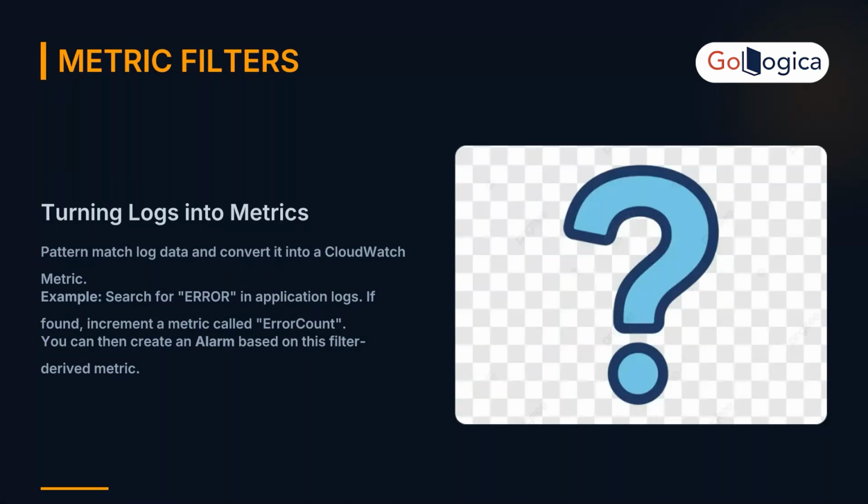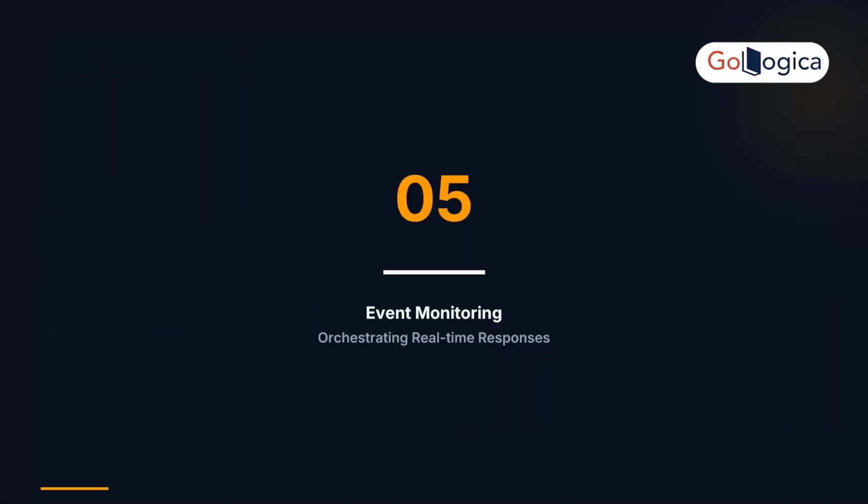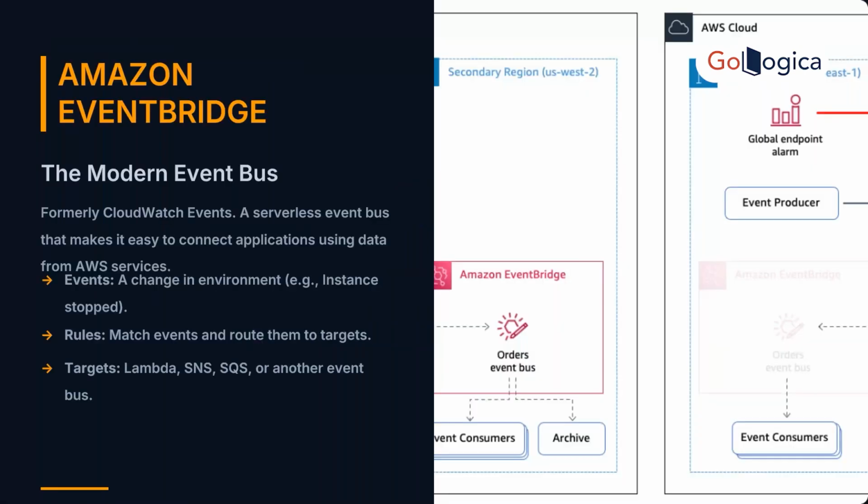Then event monitoring, orchestrating real-time responses. Now let us see what event monitoring is. In AWS, we have Amazon EventBridge. It is the modern event bus, formerly CloudWatch Events, a serverless event bus that makes it easy to connect applications using data from AWS services.